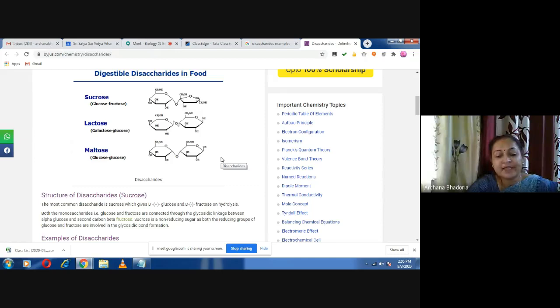So we have discussed this in digestion also, when we were discussing the digestive system. Sucrose was digested by sucrase, lactose was digested by lactase, and maltose was digested by maltase. At that time we discussed that maltose is made up of two glucose, so this way they are joining together. Lactose, when it breaks, gives galactose and glucose. And sucrose, when it breaks, gives one glucose and one fructose. All have understood?